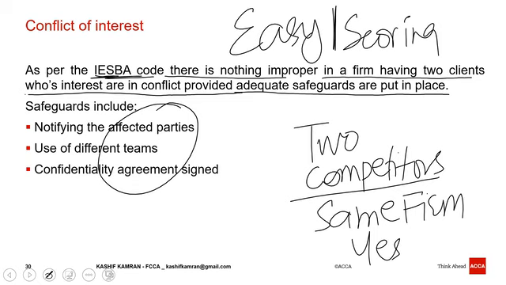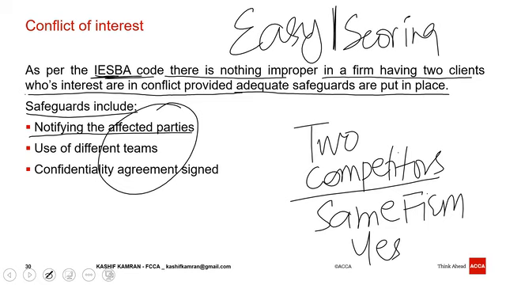There is nothing improper. So safeguards include notifying the affected parties. If you are doing audit of competitors, you need to take permission from both. Both the parties should give you permission. Suppose you're auditing Pepsi and you're auditing Coke, then you should notify both of them. Both of them should know the conflict.